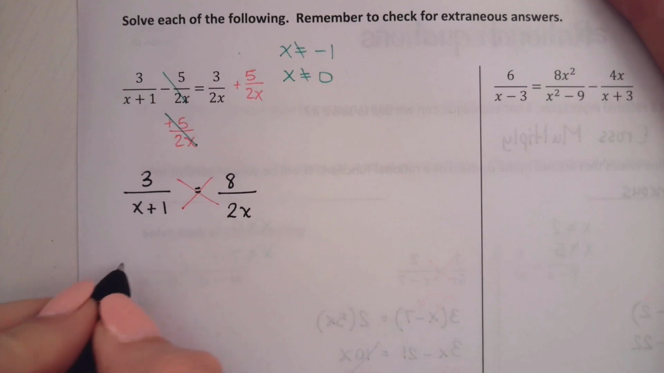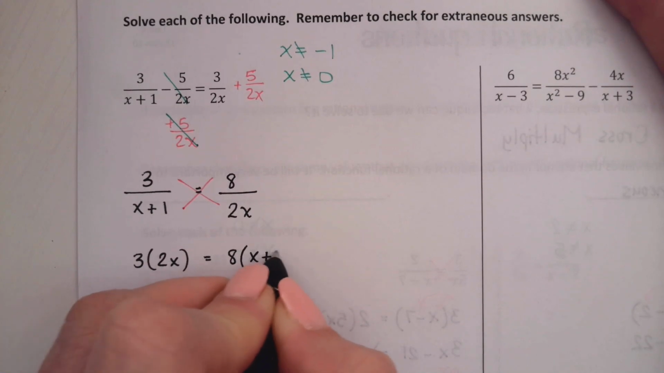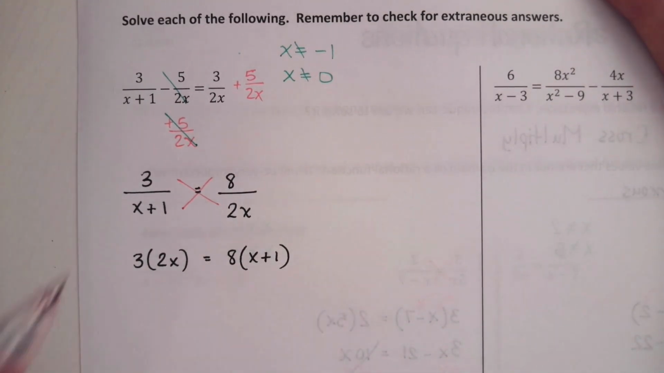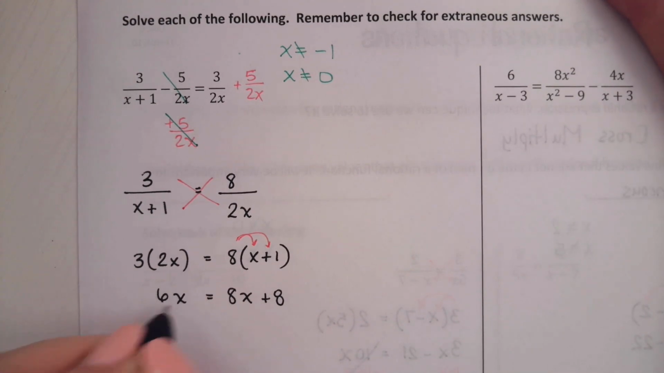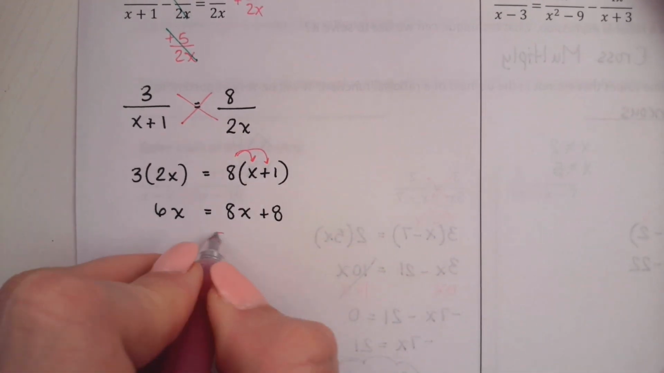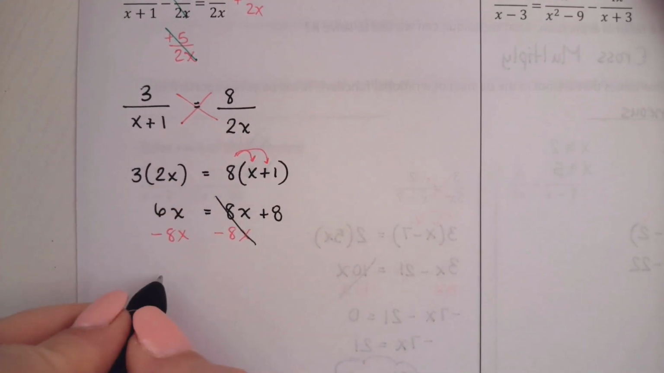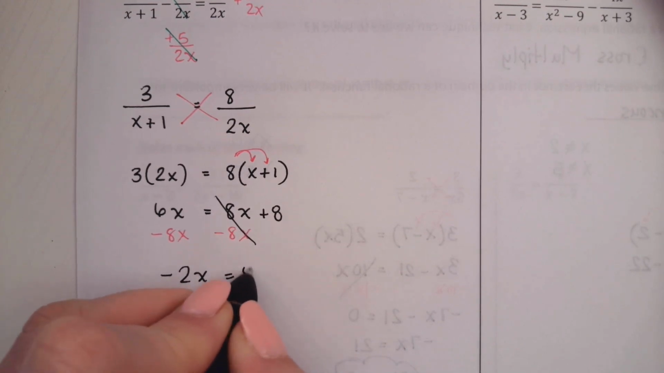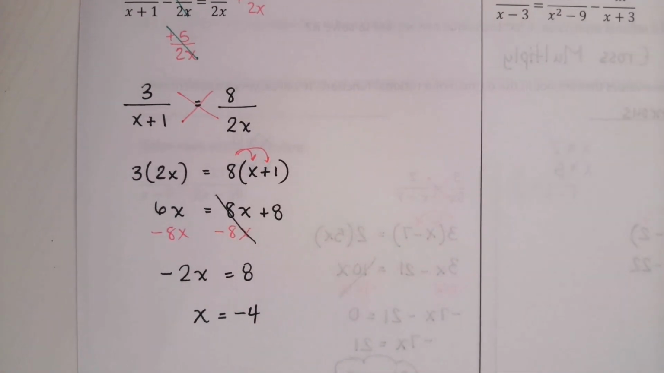So one diagonal would give me 3 times 2x. The other one would give me 8 times x plus 1. Distributing on the right. And then what? Then what? Subtract. Keep your variables on one side. And we got, let's see, that would be -2x equals 8, which means x equals -4. Is that an okay answer?